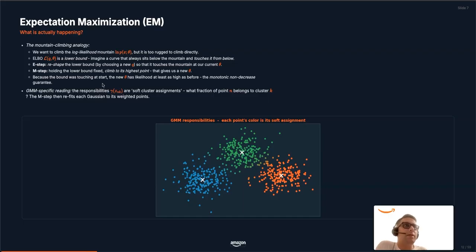This is essentially what I explained. We want to climb the log likelihood mountain, ln of p of x given theta, and it is a complex function. It may not be a simple increasing or decreasing function. The ELBO is the lower bound, a curve which always sits at the bottom of the log likelihood. The E step will reshape the lower bound, choosing a new q so that it touches at the current theta, whereas the M step will update the theta, so that we can take another E step and find whether it is further increasing.